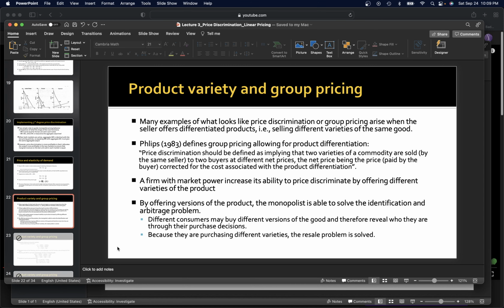All right. So here we'll just quickly talk about product variety. Many examples of what looks like price discrimination or group pricing arise when sellers offer differentiated products. A firm with market power increases its ability to price discriminate by offering different varieties of the same product. And by versioning the product, the monopolist is able to solve the key identification and arbitrage problem.